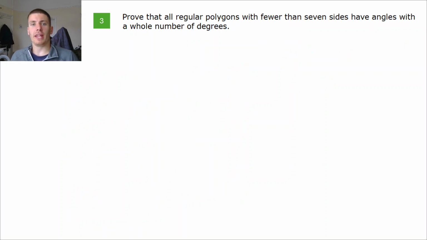Good. Question 3. What is this question saying? It is saying: prove that all regular polygons with fewer than 7 sides have angles with a whole number of degrees.